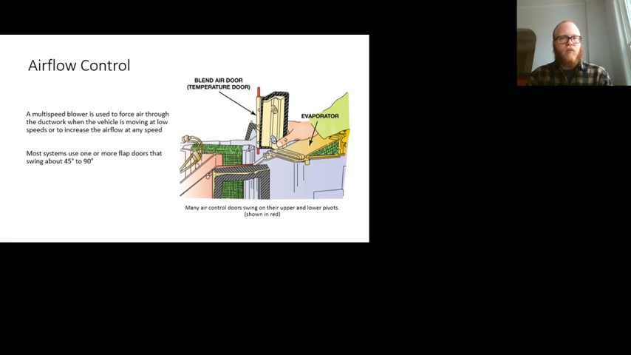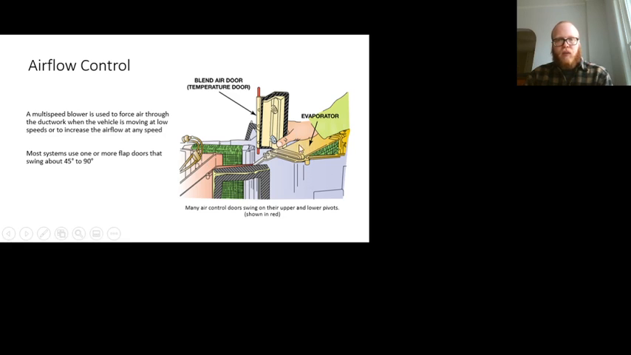That airflow control, so multi-speed blower, is used to force air through the ductwork when the vehicle is moving at low speeds or to increase the airflow at any speed. Most systems use one or more flap doors that swing about 45 to 90 degrees.